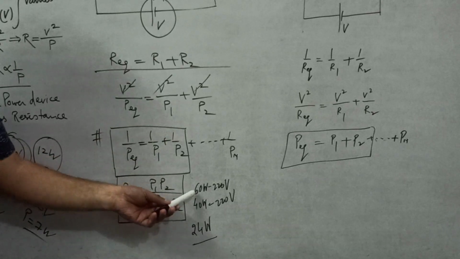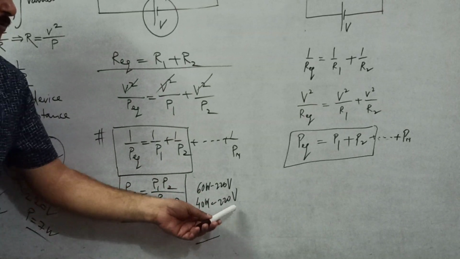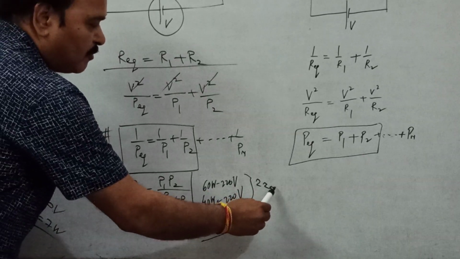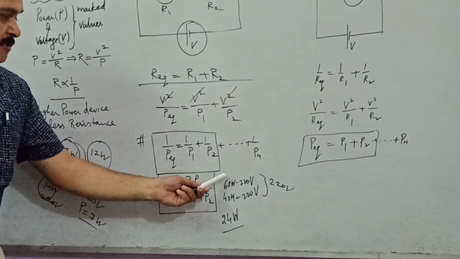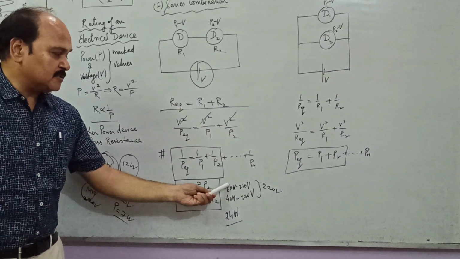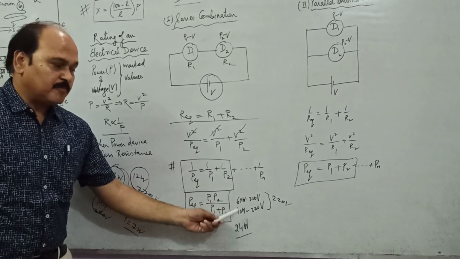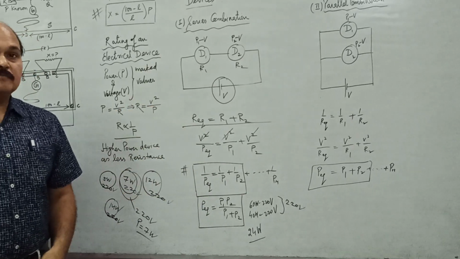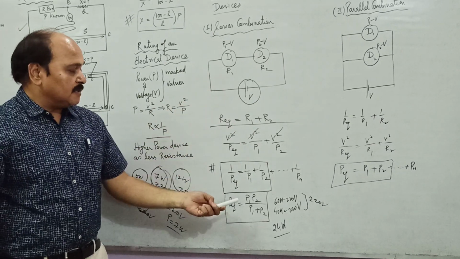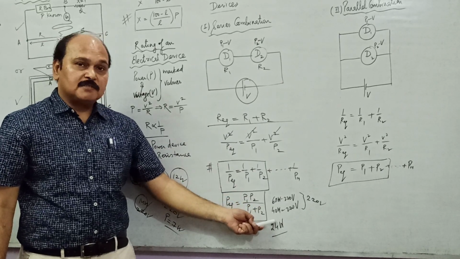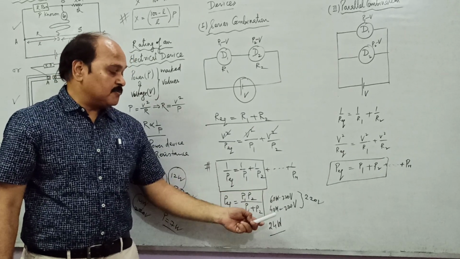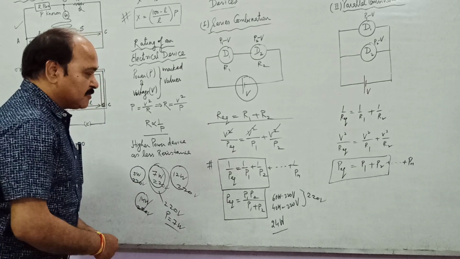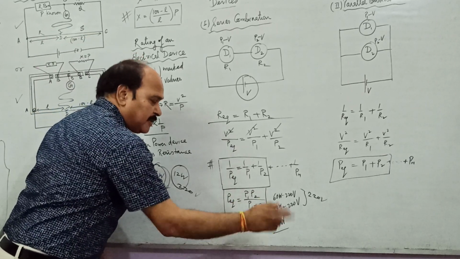If there are two devices of 60 watt, 220 volt and 40 watt, 220 volt, and they are connected across 220 volt, then how much would the overall power consumed be? 60 times 40 is 2400, upon 60 plus 40, 100, that is 24 watt, product upon sum. See, the power consumed is lesser than the lesser of the two. Device 1's power is 60, device 2's power is 40. But the overall power consumed is lesser than the lesser of the two, and at the same time, the power consumed by each of the devices would be even lesser than these values.